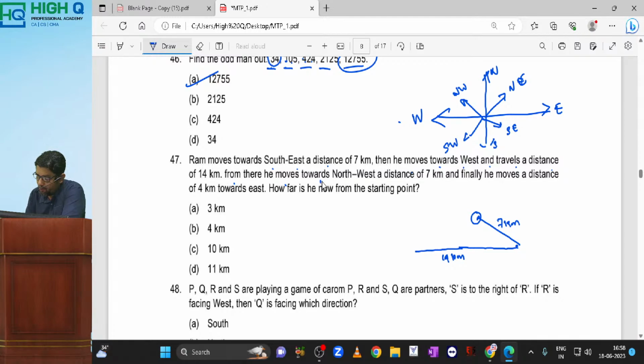From there he moves towards northwest at a distance of 7 kilometer. And finally he moves a distance of 4 kilometers towards east. Actually total 14 kilometers, 4 kilometers. So what is the remaining kilometers, my dear? How far is he now from the starting point?